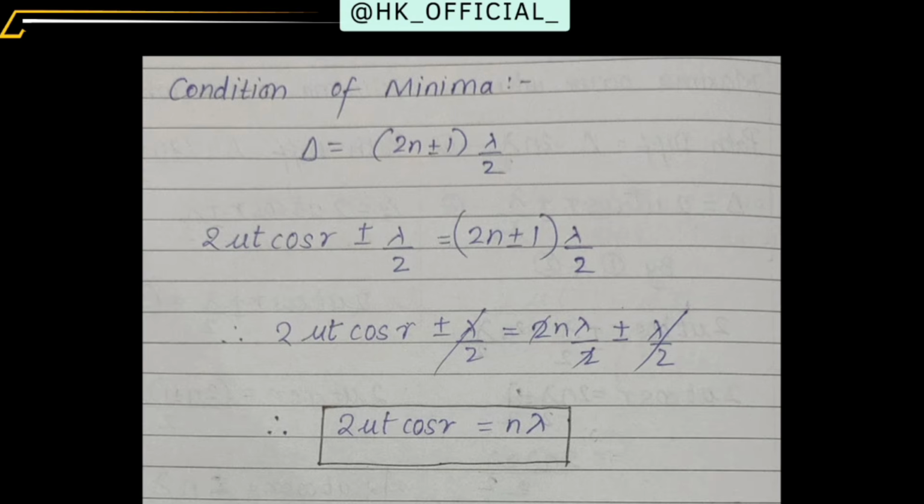Again by multiplying lambda by 2 inside the bracket, we will get 2n lambda by 2 plus minus lambda by 2. So on both sides we have lambda by 2, lambda by 2, we will cancel it. We will get the final equation as 2 mu t cos r is equal to n lambda. So this is the condition of minima. Remember this formula as we have to use it in numericals. I am saying it again and again.